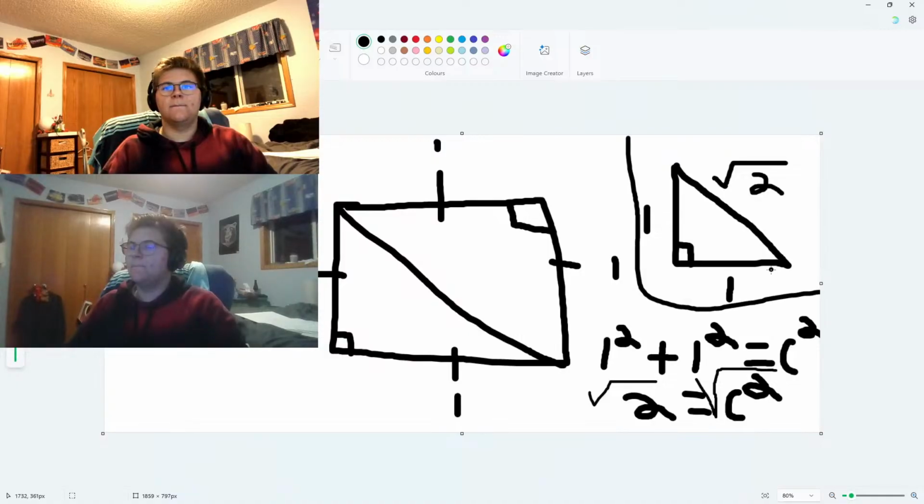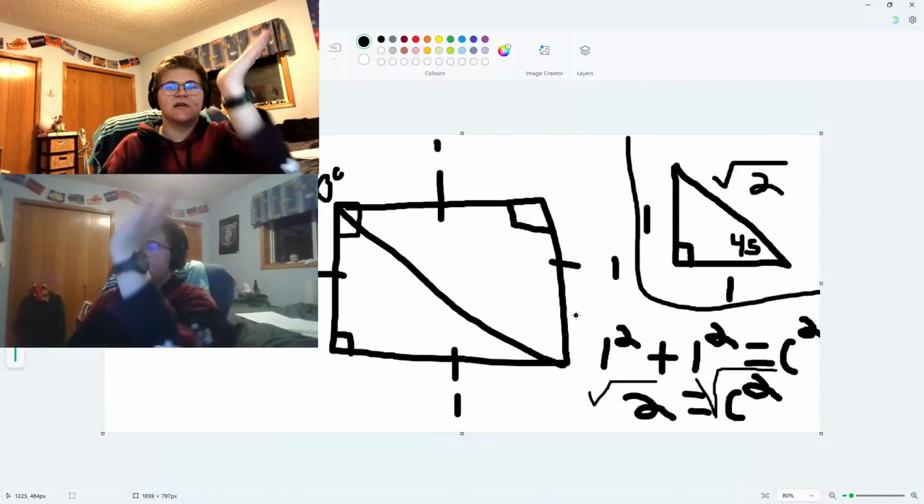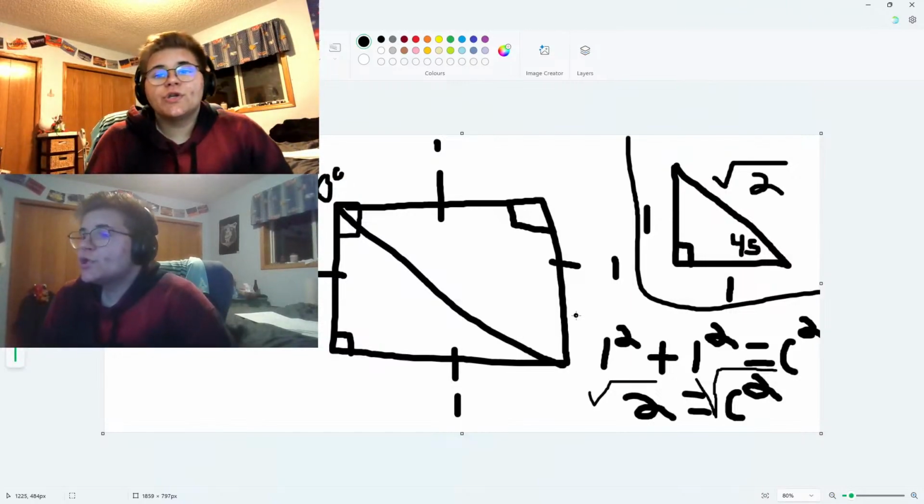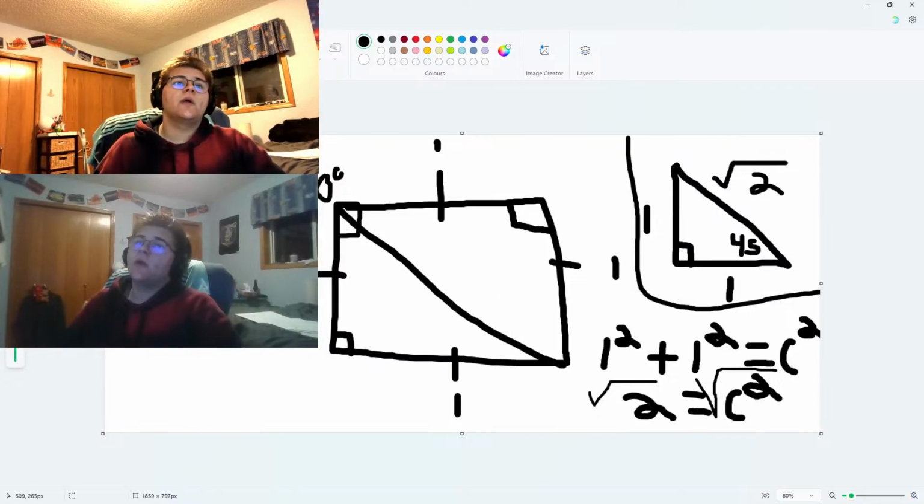And what are the angles? Well, these are all 90 degrees, right? Because it's a square. These are also, and what's 90 divided by 2? Because it's cut in half. What can I say? I'm just a math master.